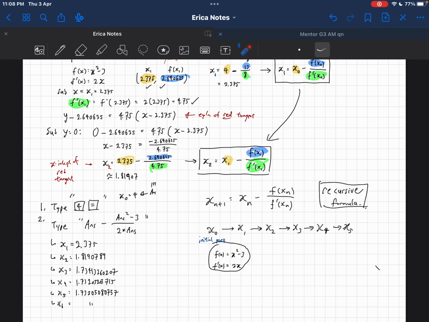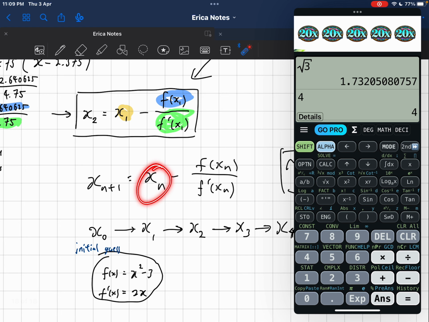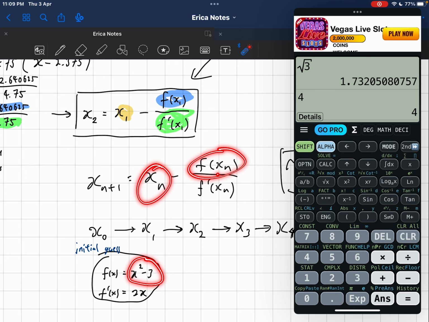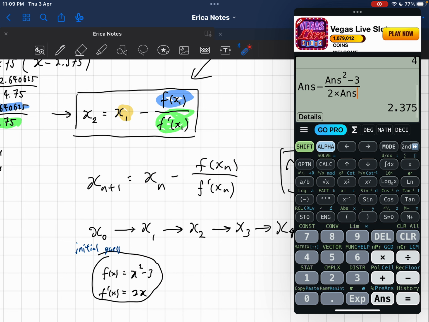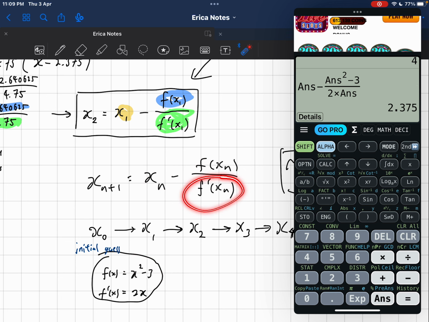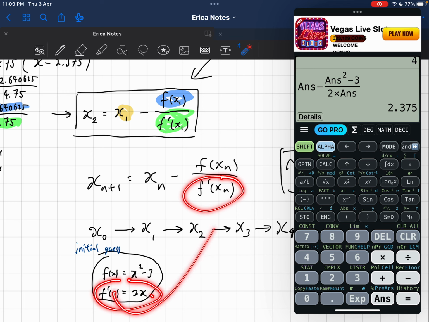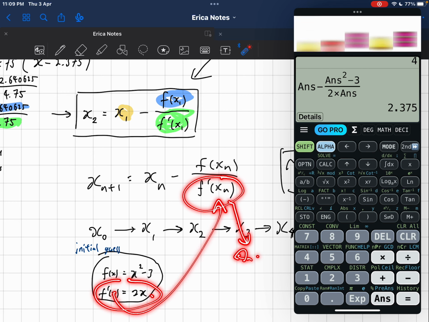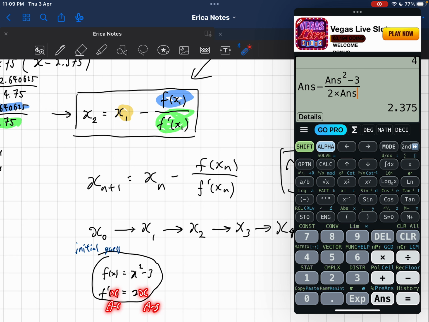Now, where did this come from? It came from the recursive formula here. You see, the x_n is ANS. f of x_n, recall that f(x) was x squared minus 3. So x_n is ANS, so this is ANS square minus 3. Then how about f prime of x_n? It means this guy, but you replace the x with x_n, and then x_n with ANS. So in other words, the x replaced with ANS. So 2 times ANS.